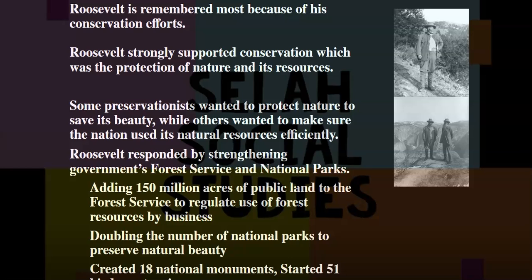Preservationists truly wanted to protect nature to save its beauty from harmful human activities, while conservationists wanted to be sure that the nation used its natural resources efficiently. Roosevelt did a combination of both.